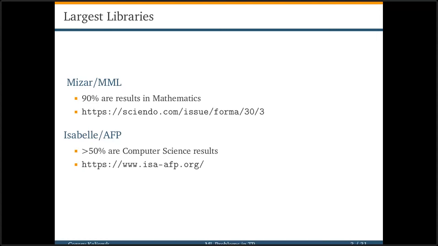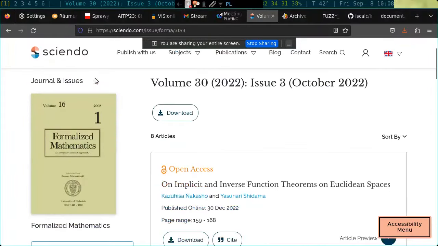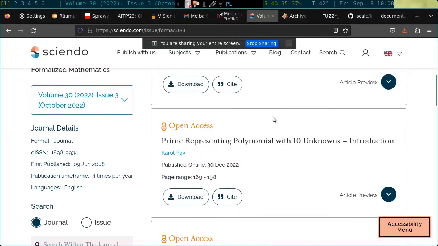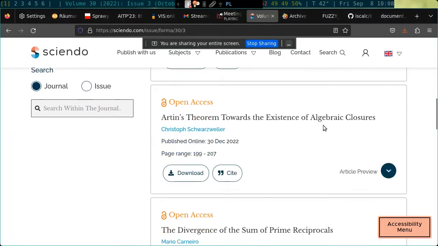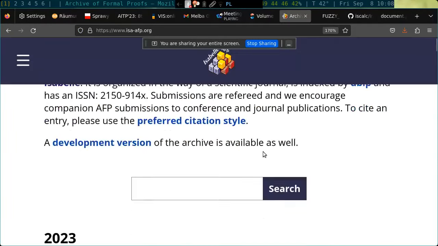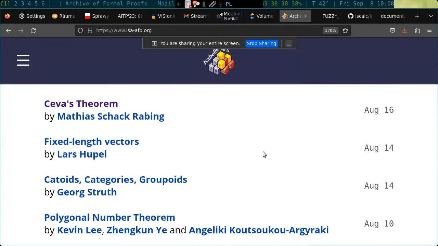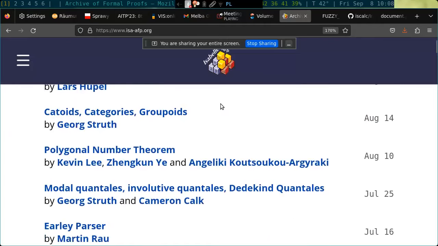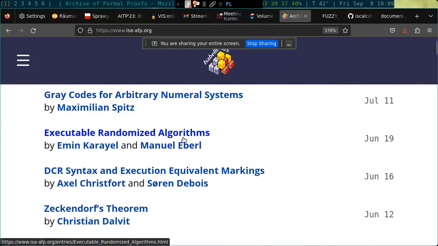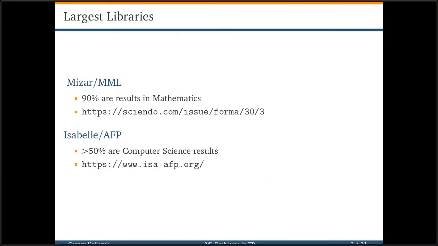So if you look at the recent articles in the Mizar library, we have properties of Euclidean spaces, polynomials, existence of algebraic closures, sum of prime reciprocals, and so on. Whereas if you look at the recent articles in the Archive of Formal Proofs, there are some mathematical ones, but there's also a number of things about parsing, coding, algorithms, and so on. So that is what I mean by formalizations that are focusing on a particular domain rather than on another one.